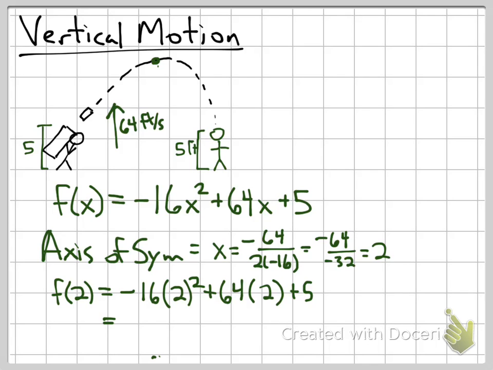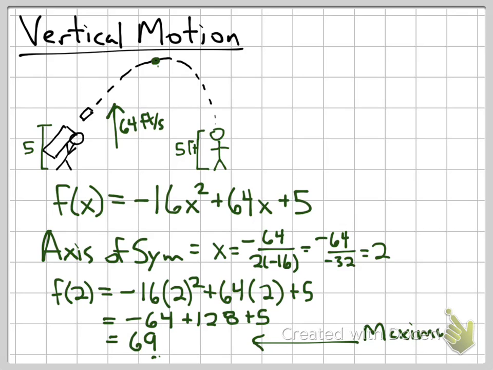So let's see, 2 squared times 16 gives us negative 64. 64 times 2 is 128. So 128 minus the 64 is going to leave us with 64, plus 5, we get a height of 69, or a vertex point of 69. So what does this mean? This means if we shot it up in the air, it would reach a maximum height of 69 feet.